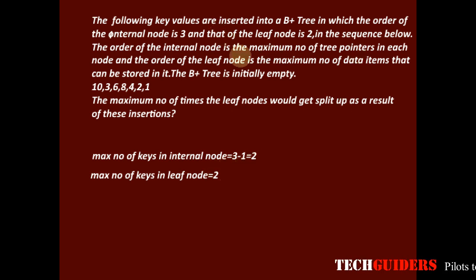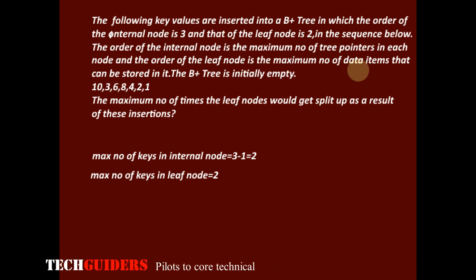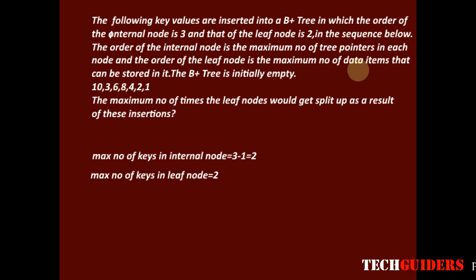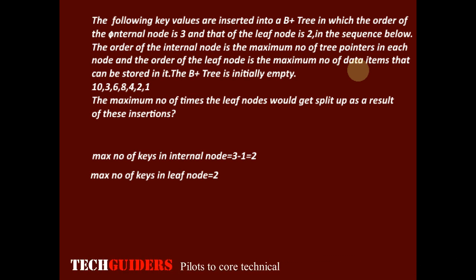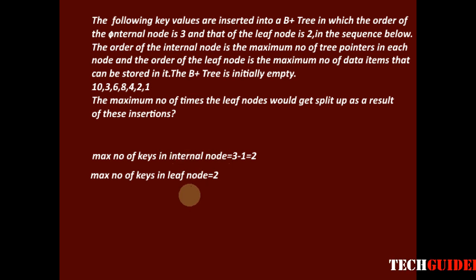Now the order of the leaf node is the maximum number of data items that can be stored in it. It means the order of the leaf node is the maximum number of keys in it. Each key will be associated with its corresponding data record pointer. So what is the maximum number of keys that can be kept in the leaf node? It is also 2. Thus the maximum number of keys in the non-leaf and the leaf node is the same, 2.